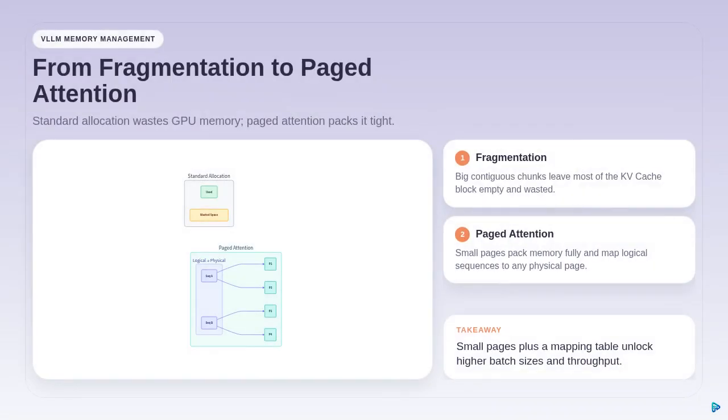This is where vLLM comes into play. In a standard setup, memory for the KV cache is allocated in big, contiguous chunks. This leads to massive waste. We call it fragmentation. vLLM solves this with paged attention. It treats GPU memory like a computer's RAM, breaking the KV cache into small pages that can be stored anywhere. This allows for much higher batch sizes and throughput.